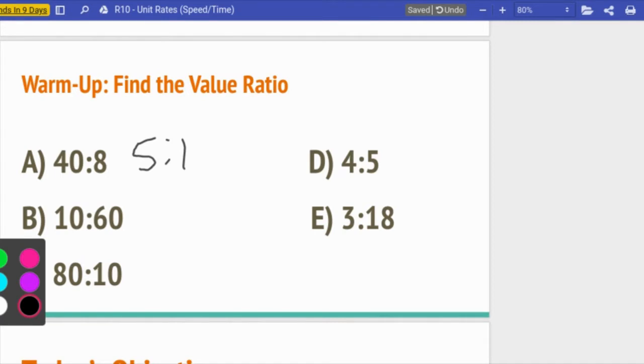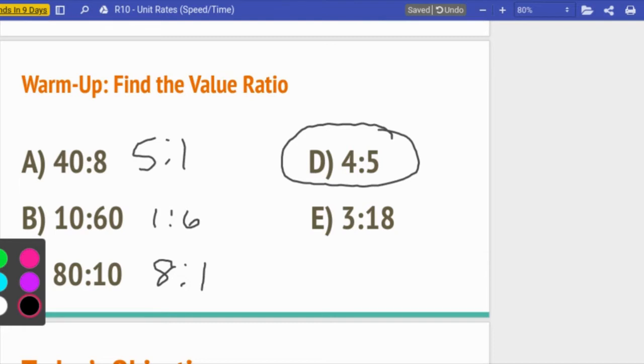10 to 60, I could divide both of those by 10 and scale it down by 10. So that would be a value ratio of 1 to 6. That one is not currently a value ratio. 80 to 10, I could scale down by 10 and get 8 to 1. That's the value ratio, so 80 to 10 is not. 4 to 5, I cannot scale down. 4 to 5 then would be the value ratio because I cannot scale it down any further.